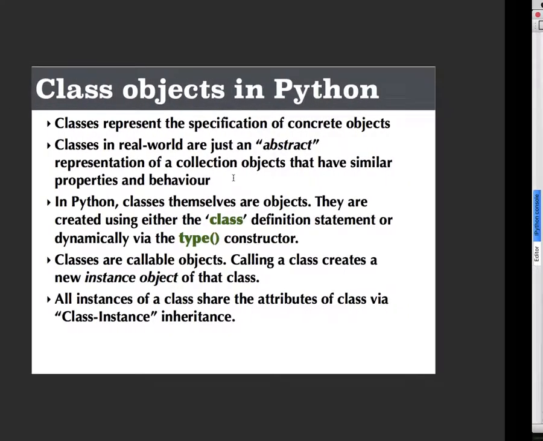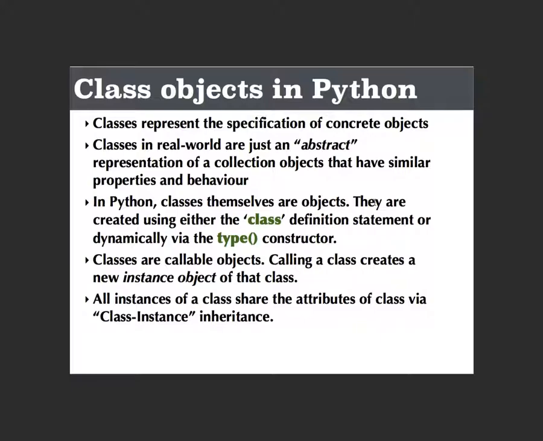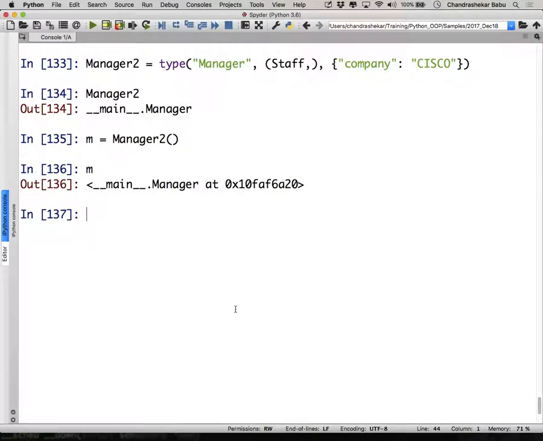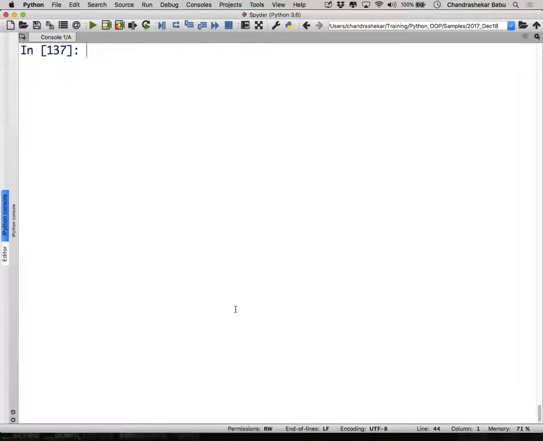Clear? So I just told you that classes are created using the class definition or by using type. Classes are callable objects. Calling a class creates an instance object. All instances of a class share the attributes of the class via class-instance inheritance. Now I'll tell you the ABCs of object orientation. Before we break for lunch, let's come back to the ground basics.